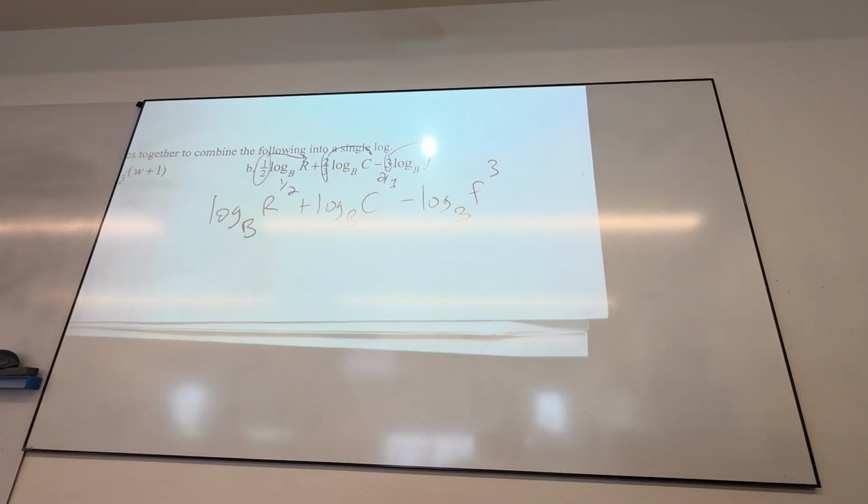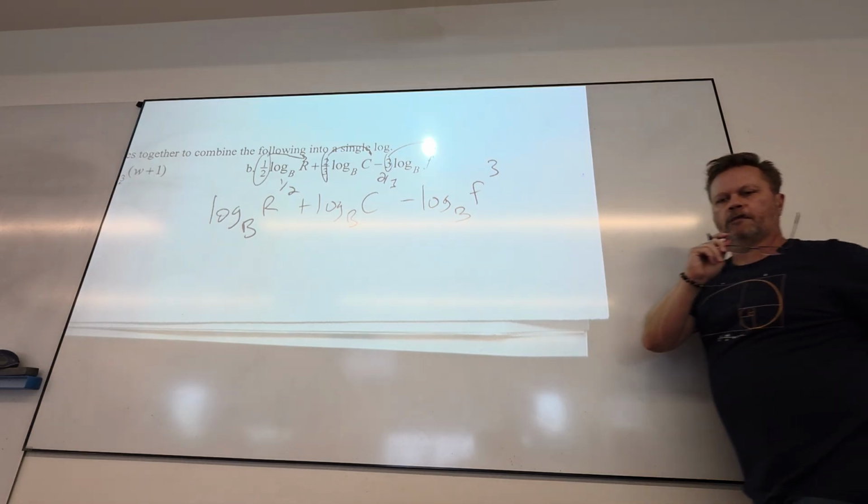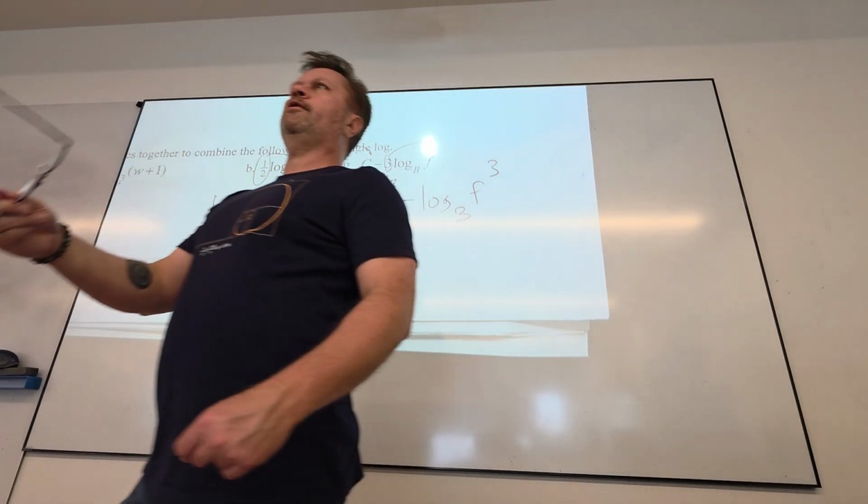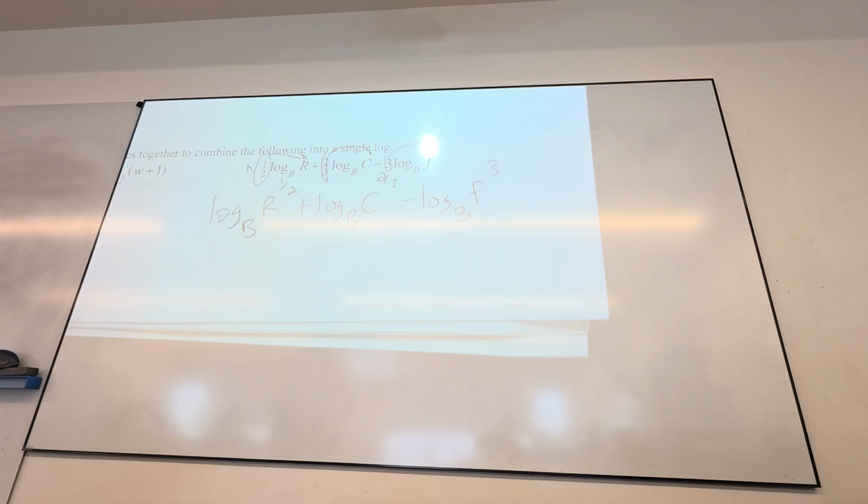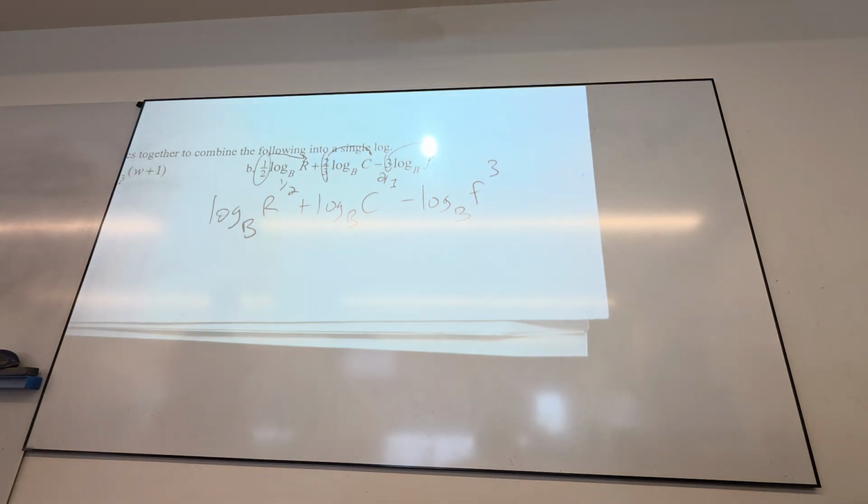Now I'm going to try to show you a shortcut. You don't have to use the shortcut. What's the only log up there that's negative? Log base B of F, yeah, the ones with the F's. Yes. You with me? That's the only one that's going to end up on the bottom.